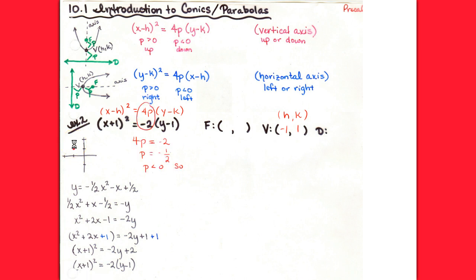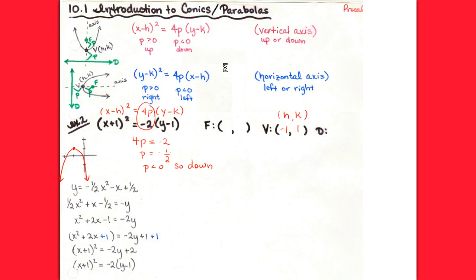Now, I can also look at this equation and notice that 4p is in the same place as -2. So if I set those equal to each other, if 4p is equal to -2, I can divide both sides by 4, and I'll get p equals -1/2. So since p is less than 0, what does that mean? Is it going to open up or down? Down, right, because when p is less than 0, then this opens down. So I have a pretty good idea of what my graph would look like.